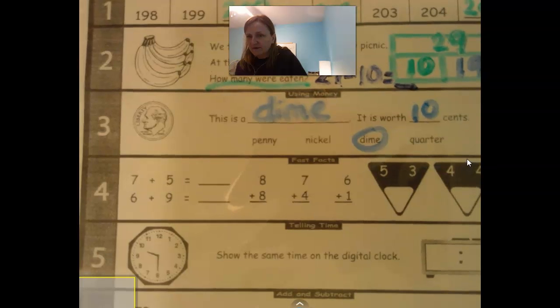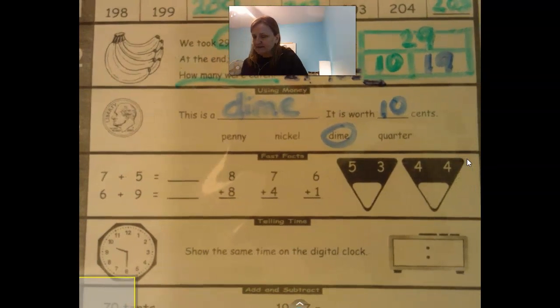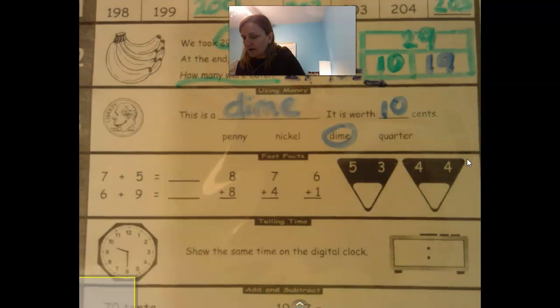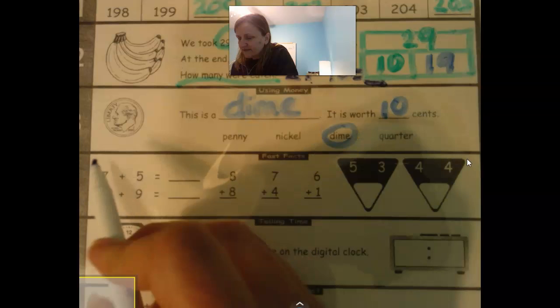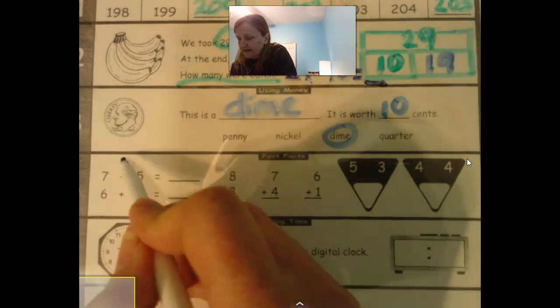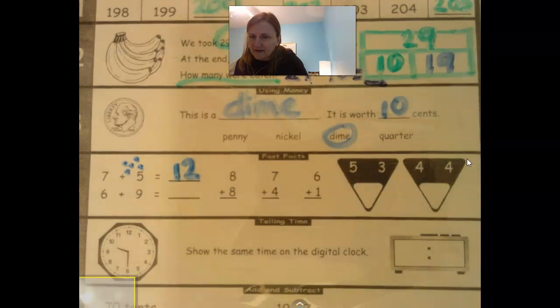Moving on to fast facts. Now, we were learning when we were in school a couple different strategies to help us. But for lower numbers like these, we could put the big number in our head and then count on from there. So 7 plus 5, 7, 8, 9, 10, 11, 12. Did you notice how I made those 5 dots look like the 5 on a dice when you roll the dice?